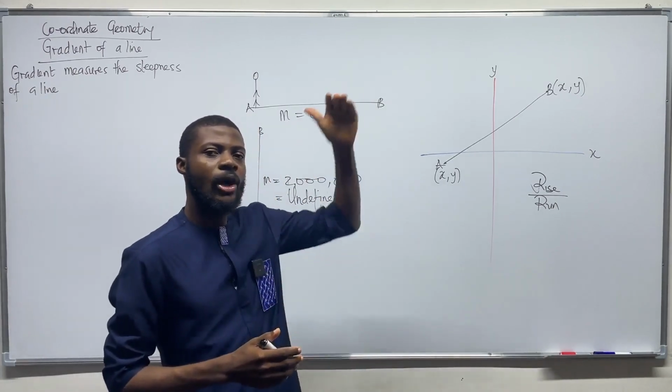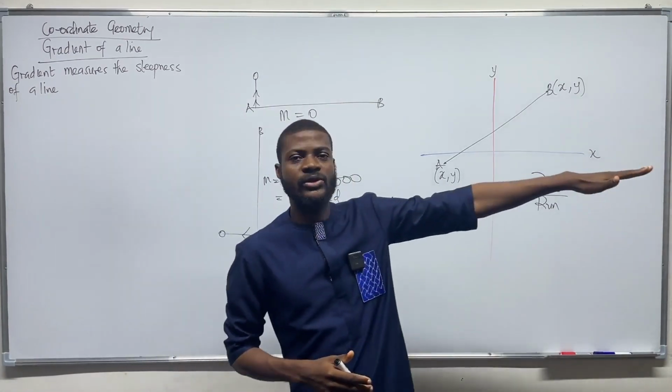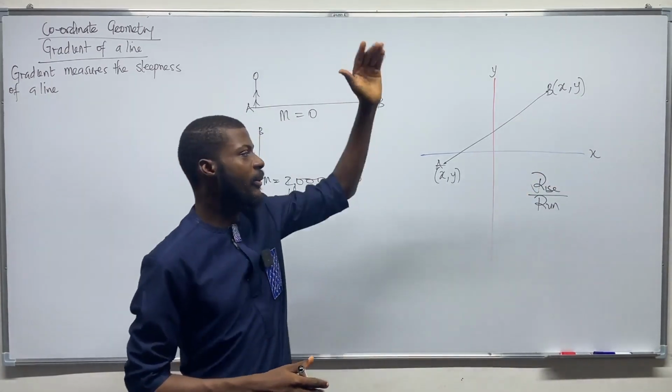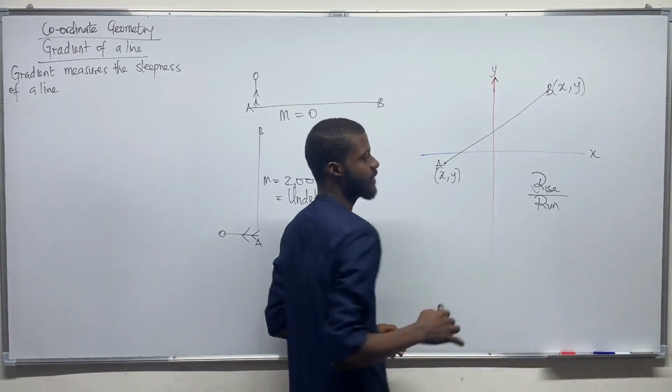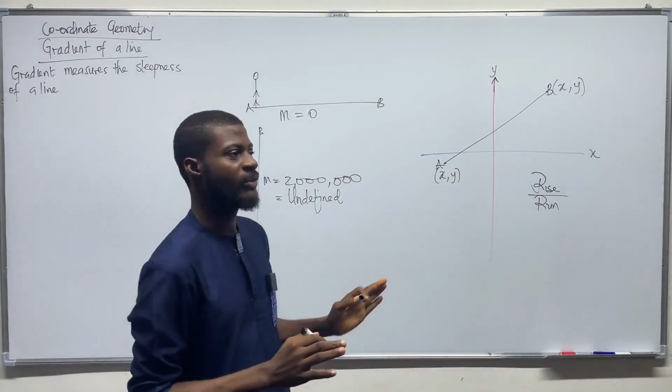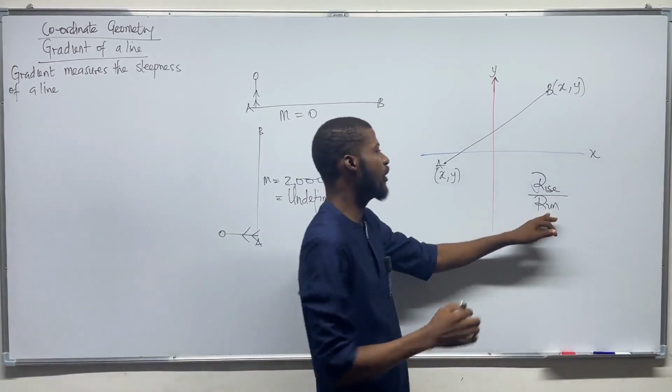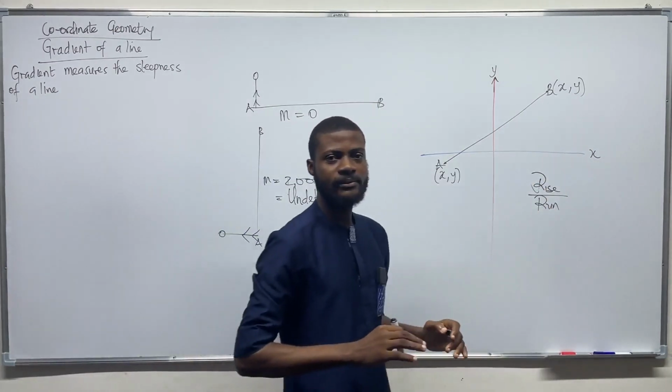You are either going up or you are going horizontally. When you are going up, it is how much you've risen. So, rise is a function of the y-axis. Then run is a function of the x-axis.